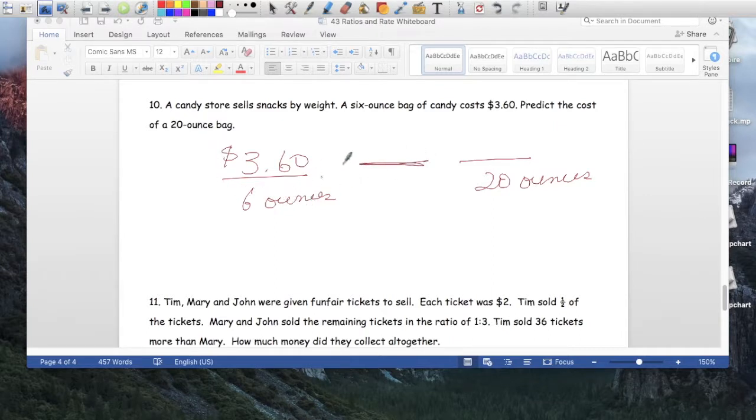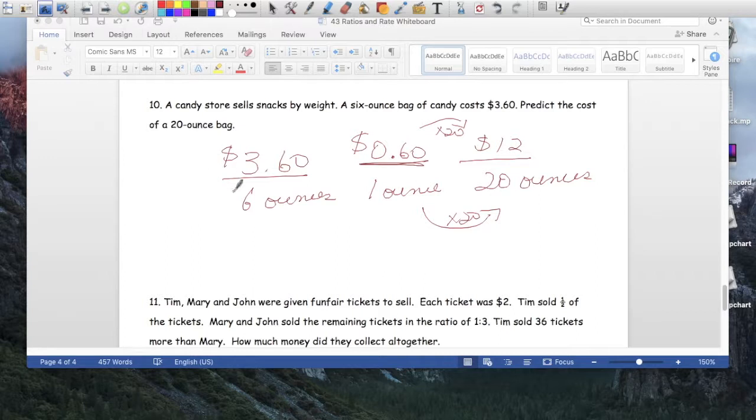6 ounces. So what does that mean? For 1 ounce, it costs how much? Well, I'm going to divide 360 by 6. That means that each ounce is going to cost me 60 cents. So if I were to buy 20 ounces, I'm going to multiply that by 20. And that's going to give me $12. 60 times 20. Yep, $12.